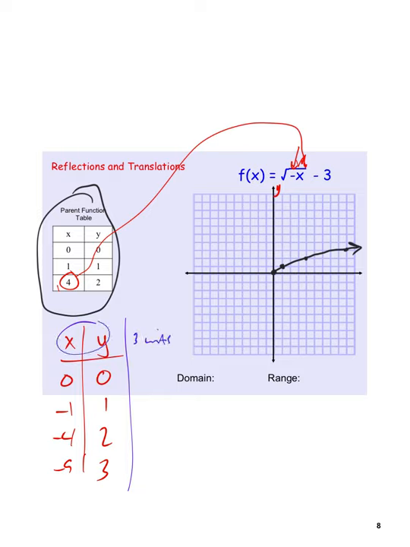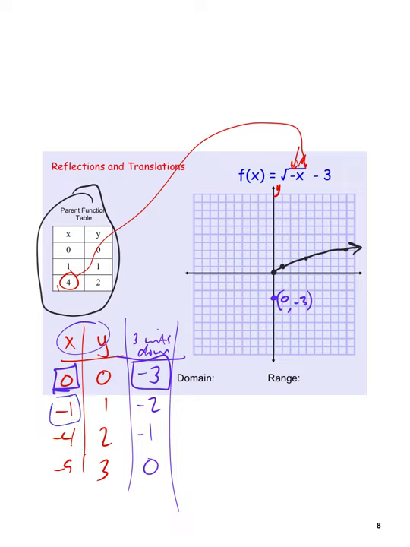And 3 units down again means that my y values are going to decrease by 3. So this goes from 0 to negative 3, this goes from 1 to negative 2, this goes from 2 to negative 1, this goes from 3 to 0. So what's happened here is my new graph has the point 0 for x, negative 3 for y. And it's going off to the left now because of that horizontal reflection, but it's down 3 units. So I've got the point negative 1, negative 2, which is right there. I've got the point negative 4, negative 1, and I've got the point negative 9, 0.